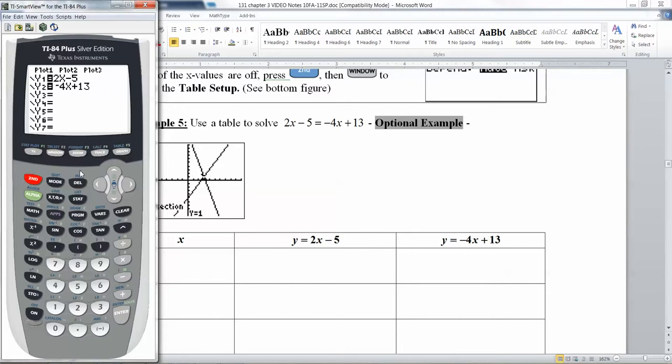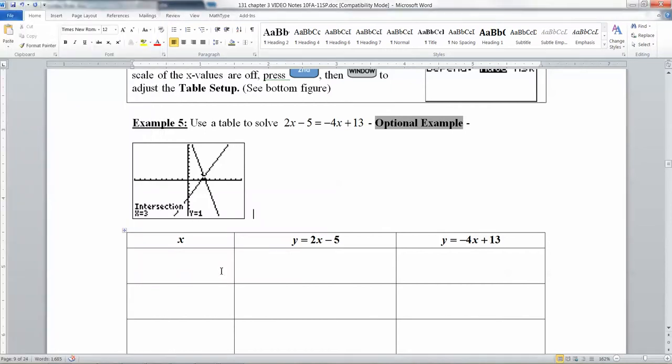So I'm going to go to the table, which is above your graph button. See the table right there? And I'm going to start typing down some of these numbers. So I'm going to take like negative 2, negative 1. I'm going to copy this table into this table down here on my paper.